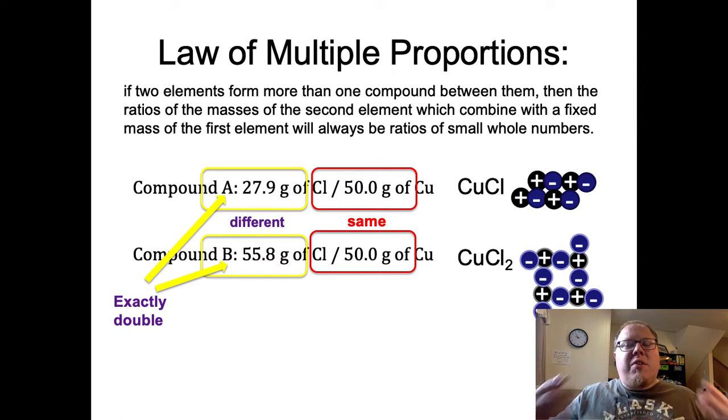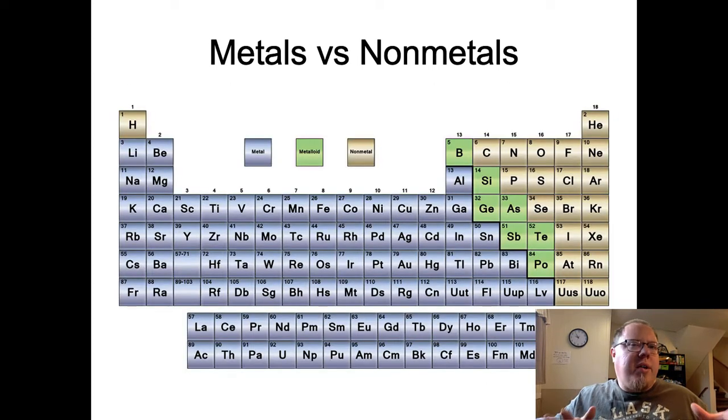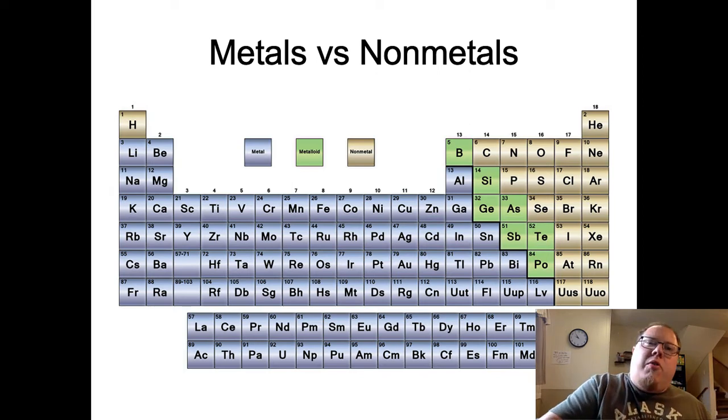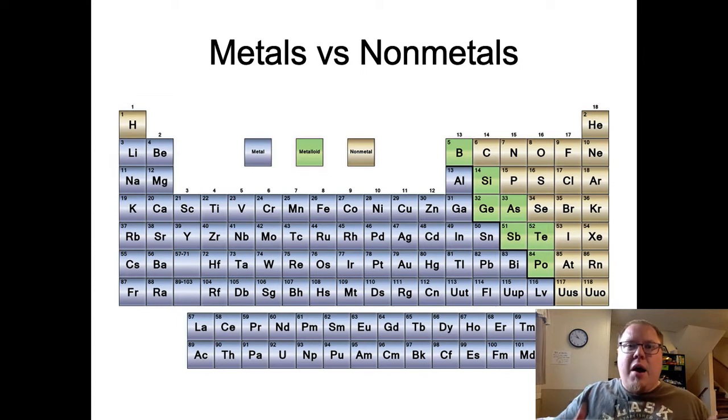Something we talked about right before the Thanksgiving break, though, was the idea of a metal versus a nonmetal. Okay, so on the periodic table, we have metals, nonmetals, and then we have these metalloids, these sort of semi-in-between metals. All right, everything on the left of the periodic table, with the exception of hydrogen, is a metal. Everything on the right of the periodic table is a nonmetal, and then the metalloids are the ones that are right there in between on that stair-step line there.